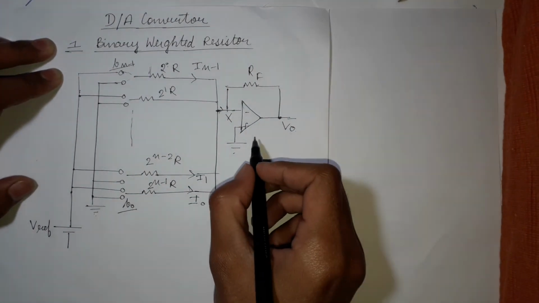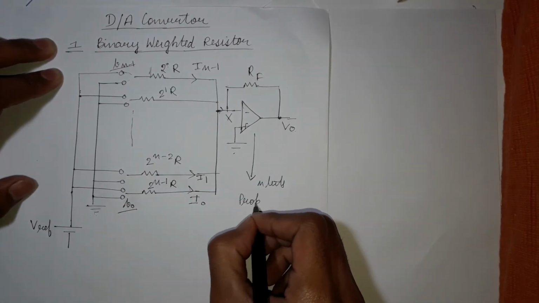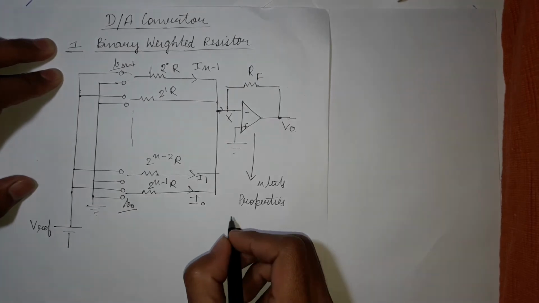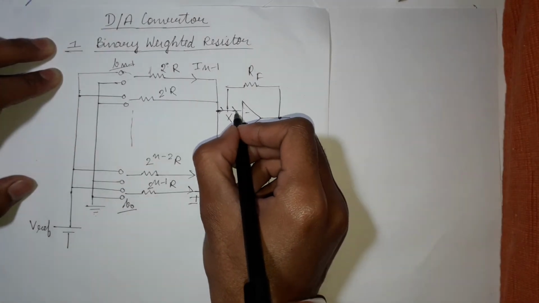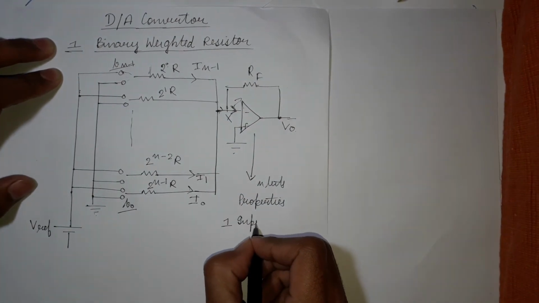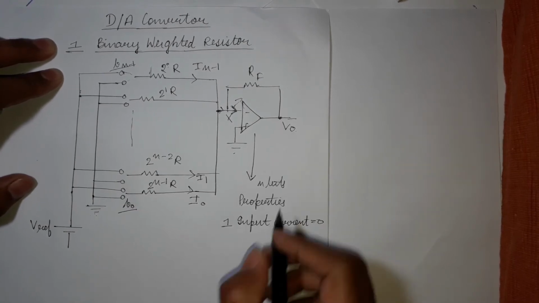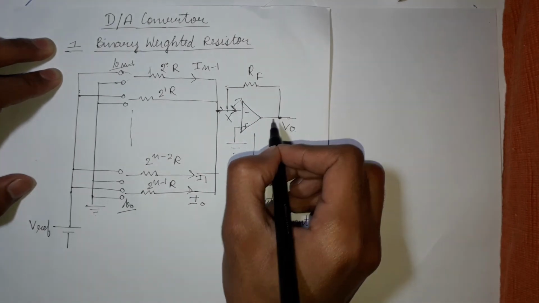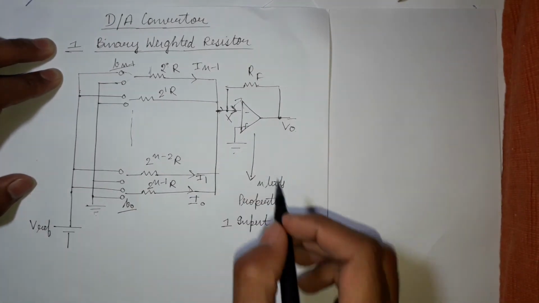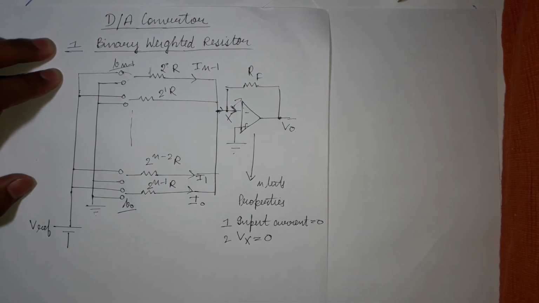Before moving further, we need to discuss the two properties that make this op-amp unique. First one is the input current of op-amp. Here input current of op-amp is equal to 0. That means all the current will flow from here and the voltage at this point Vx is 0. Okay guys, now let's move on further.